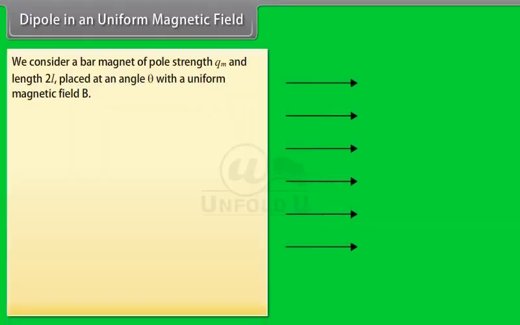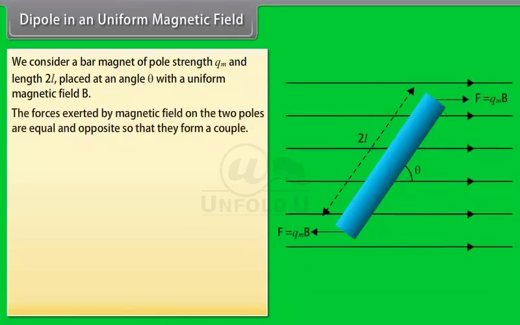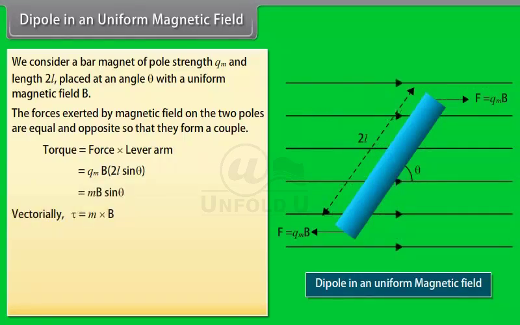Dipole in a uniform magnetic field. We consider a bar magnet of pole strength Qm and length 2L placed at an angle theta with a uniform magnetic field B. The forces exerted by the magnetic field on the two poles are equal and opposite so that they form a couple. Torque is equal to force into lever arm. By putting the values in the above equation, we get the value of torque equal to mB sin theta. Vectorially, it is represented as tau equals m cross B.